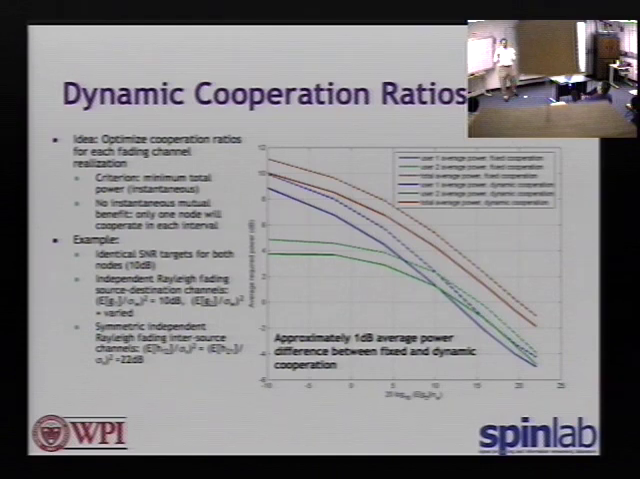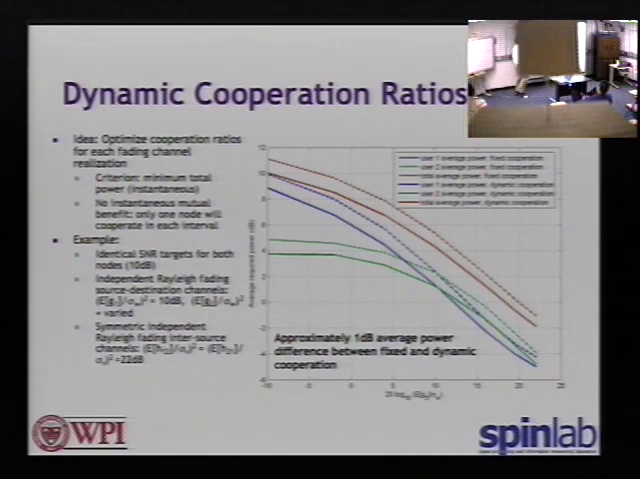In this case, when we're dealing with fixed channels, if we're going to optimize over each channel instance, then only one node is ever going to cooperate in each channel instance, right? The other node is not going to cooperate according to the protocol that I've got set up. So there's no instantaneous mutual benefit. The parameters here are all the same as before, except I'm now varying the quality of source 2's channel. Over here, source 2 has a very bad channel. Right here, source 2 has an equal channel with source 1. And right here, source 2 is advantaged. It has a much better channel than source 1.